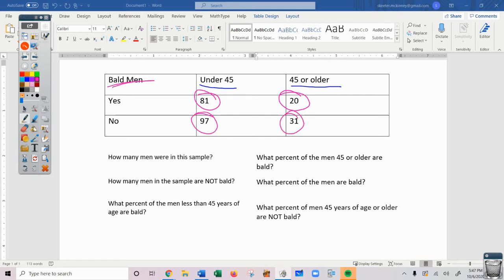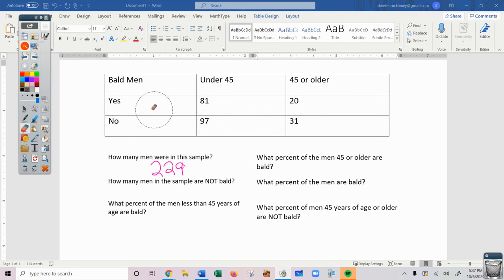Now recognize this is, oops, I crossed that out. This is all about bald men. So the whole entire sample is men, so we're not limited there. Every single respondent needs to be counted. So we're going to take our calculator and add up 81 plus 97 plus 20 plus 31. And so we know 229 men were sampled. Now, some frequency tables will be nice and will already have that total for us, but that is not always the case. Sometimes we're going to have to do that work on our own.